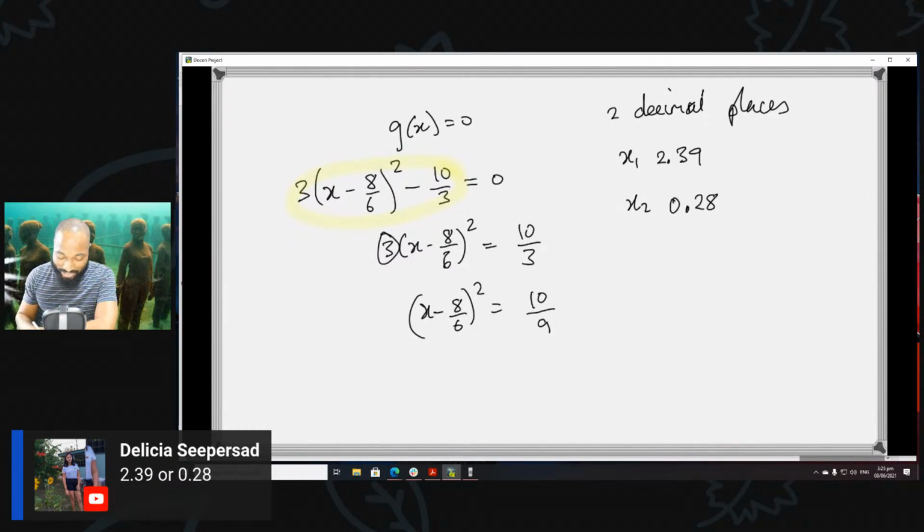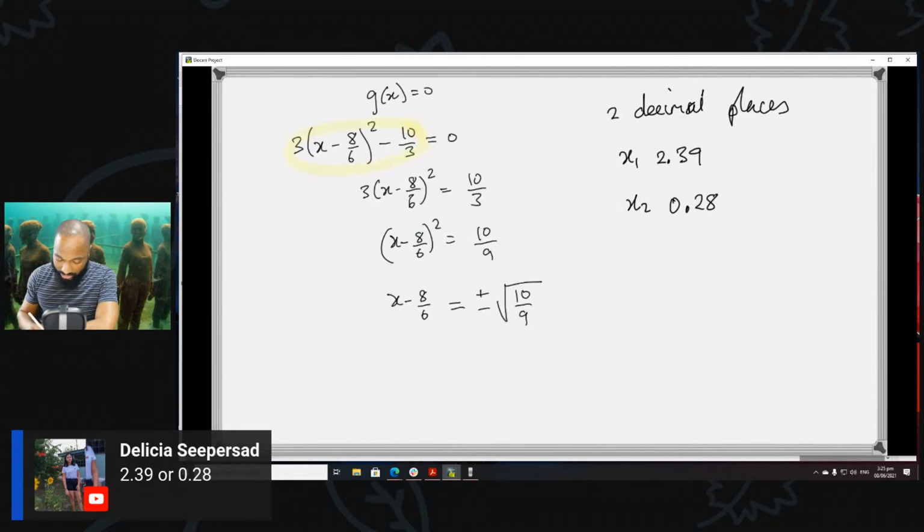This was multiplying by 3, so now we need to divide by 3. The 3 sneaks under the 10, so you get 9. Now we do the square root step: x minus 8/6 is equal to plus or minus the square root of 10/9. So x is equal to 8/6 plus or minus the square root of 10/9. Notice I bring this across and change it to positive.